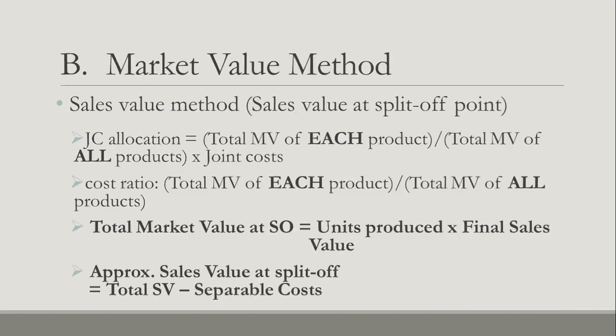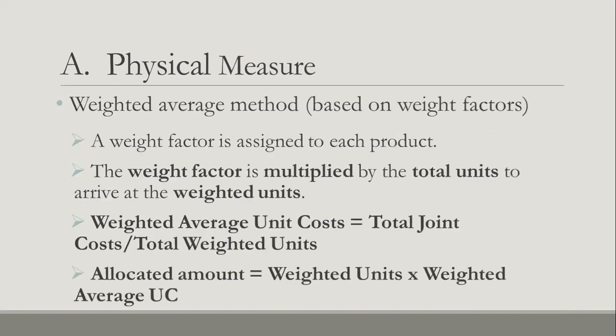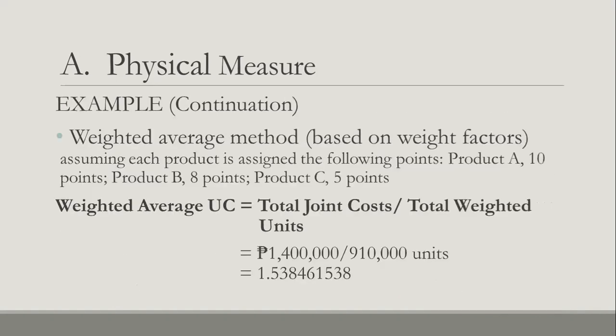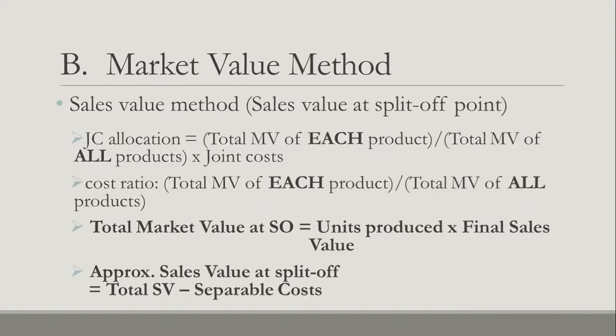So the primary difference between the weighted average method and the average unit cost method is that in average unit cost, you simply use as a divisor your total units produced, while for your weighted average method, you use your total weighted units as your divisor. So for your next method, we will now jump into the market value method.